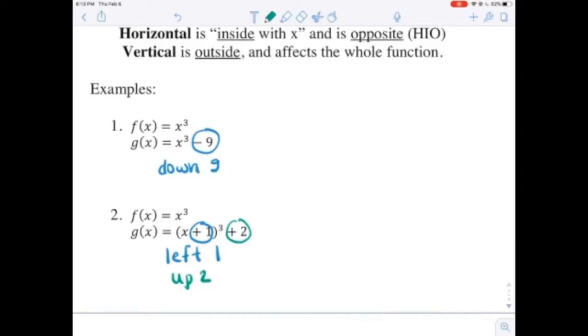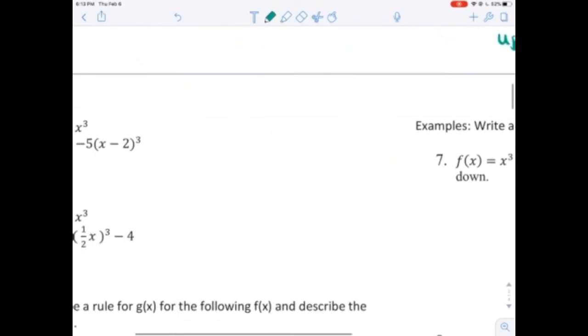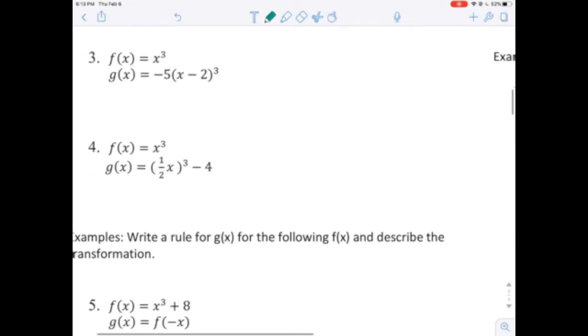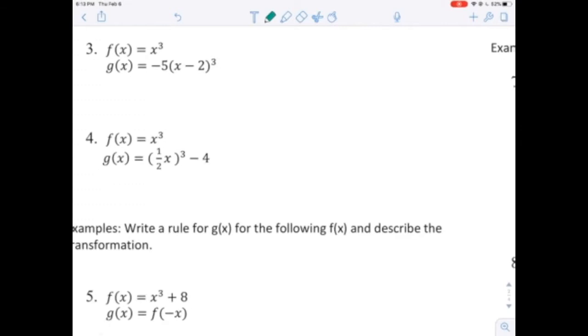Let's go ahead and continue on the inside of our foldable. Got a couple more examples to look at. We're taking it up a notch now and doing even more transformations. So let's take a look at this.